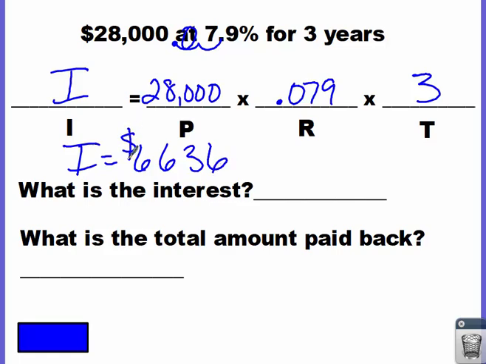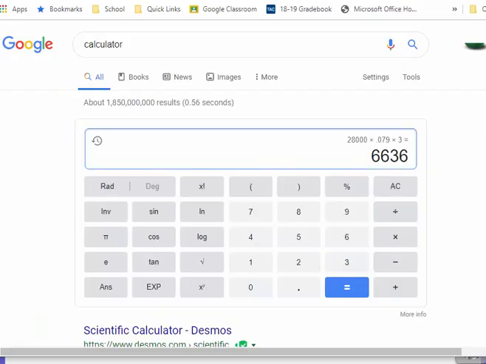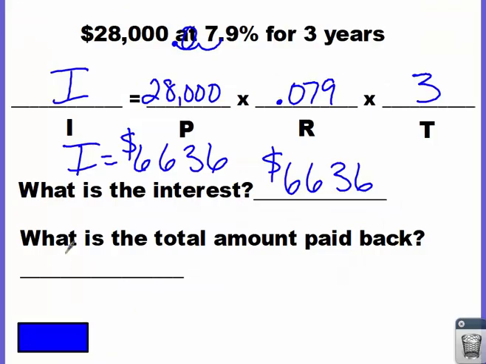So now we can answer this question. What is the interest that's going to be paid on this particular amount? $6,636. And since we're dealing with money, we must put a dollar sign. So then it asks, what is the total amount paid back? Well, if you borrowed this amount of money, you have to pay back the $28,000 and add to that the $6,636. So what would be the total amount? Well, we would take our $28,000, add to that the $6,636, and we would end up having to pay back $34,636 total.